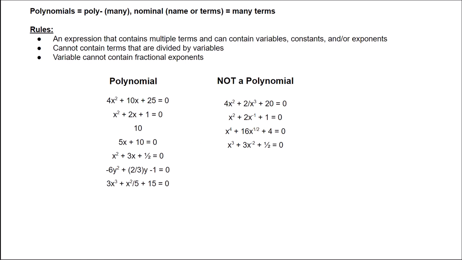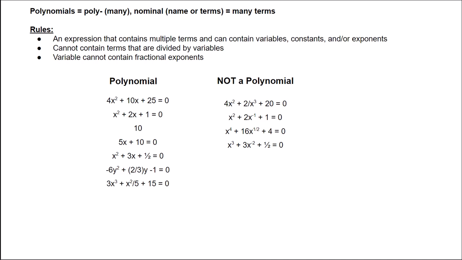Most of what we've discussed in this course so far has been leading up to polynomials, and we'll be dealing with polynomials quite a bit from here on out. So let's define what a polynomial is. The prefix poly means many, and nominal has to do with names or terms. Hence the word polynomial means many terms. A polynomial is an expression that contains multiple terms and can contain variables, constants, and/or exponents.